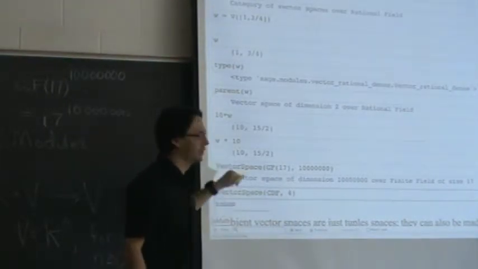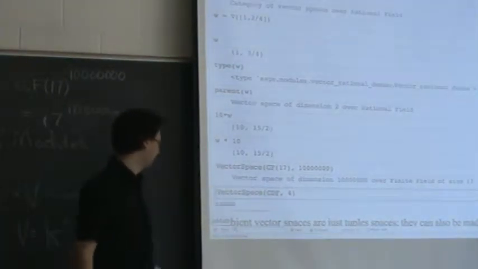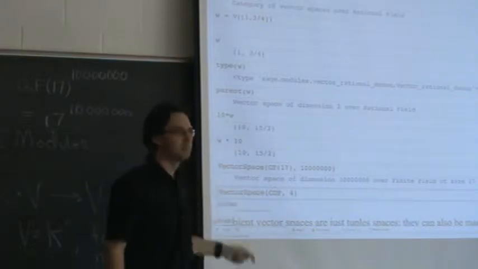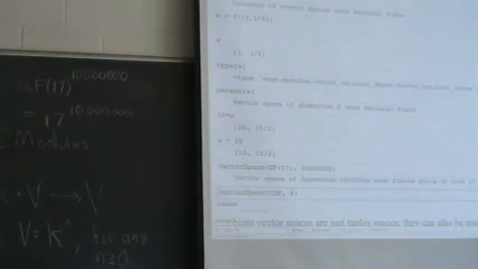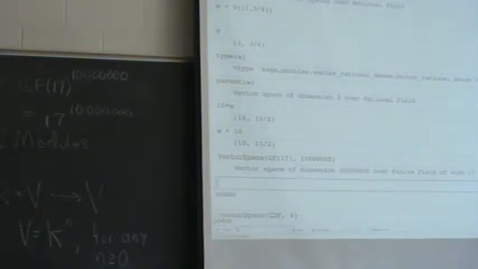Yeah, I probably don't want to write down a vector with 10 million elements. That's a good question. These are dense. You can, however, create, just like with matrices, a sparse vector space where the elements have a sparse representation. And to do that, you say sparse equals true.